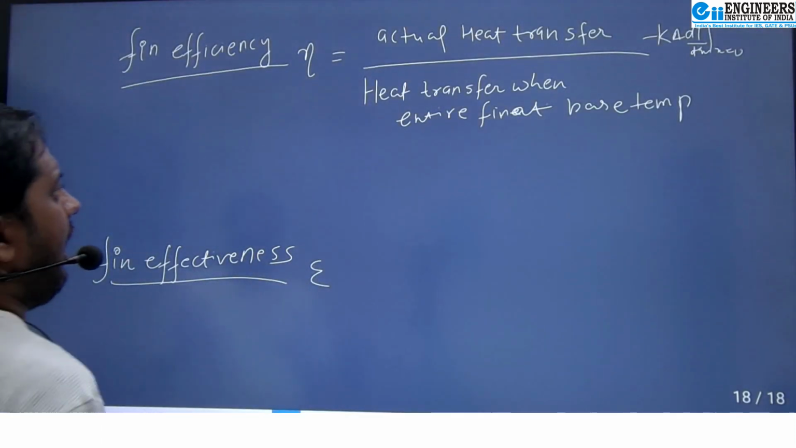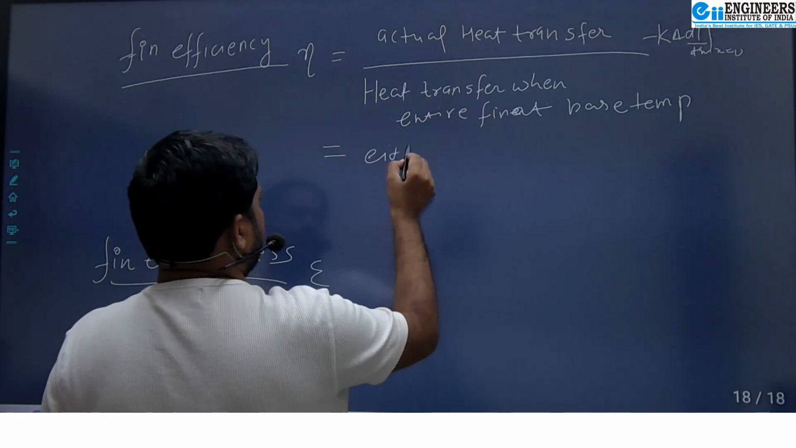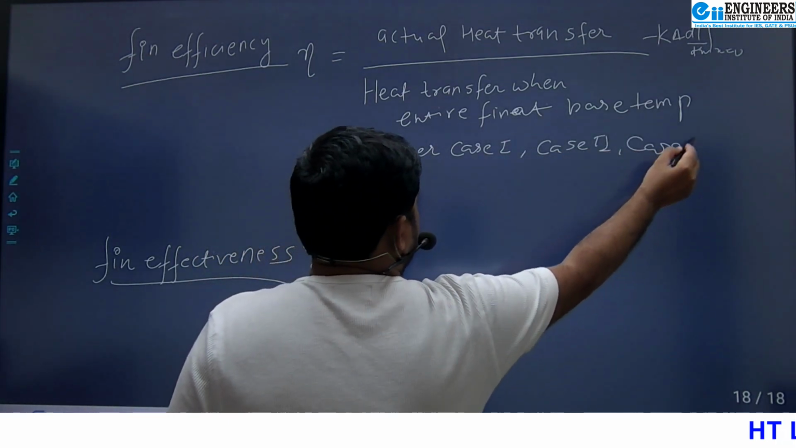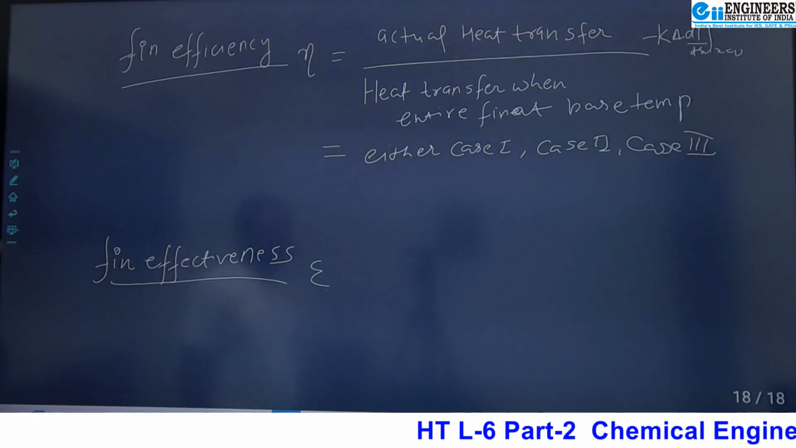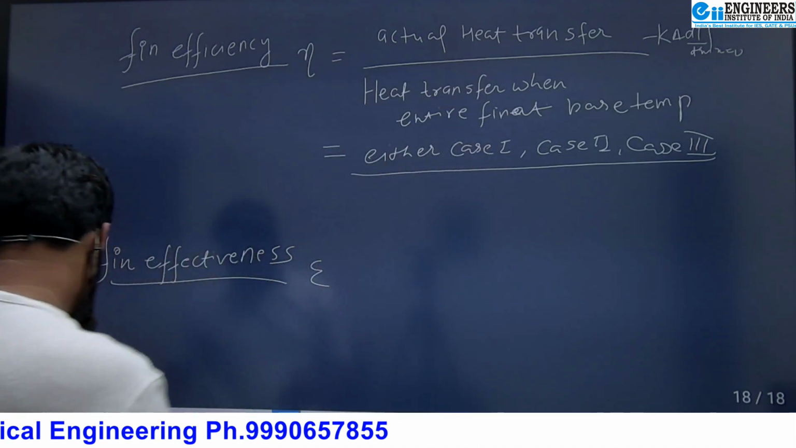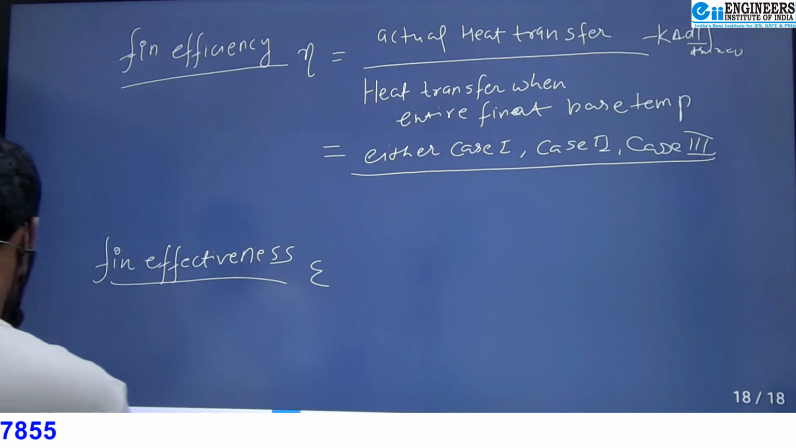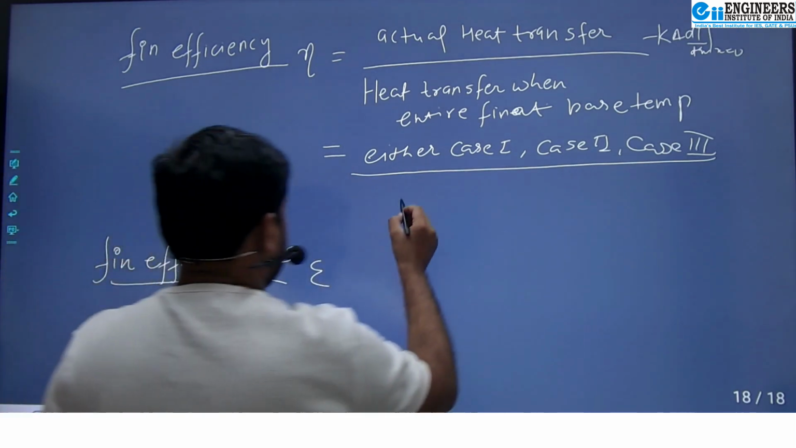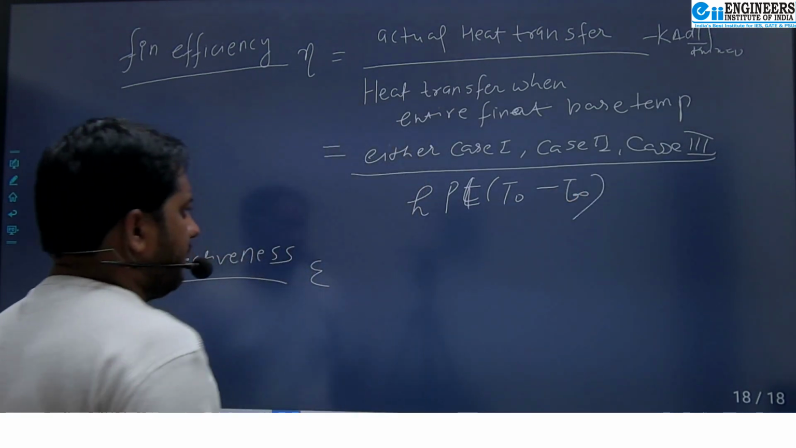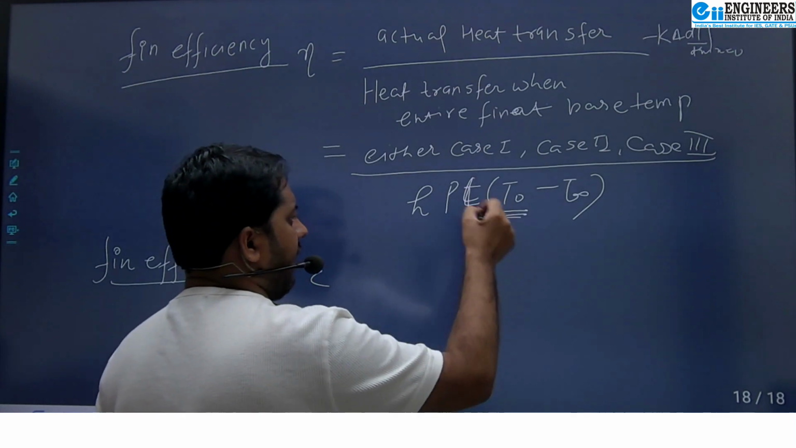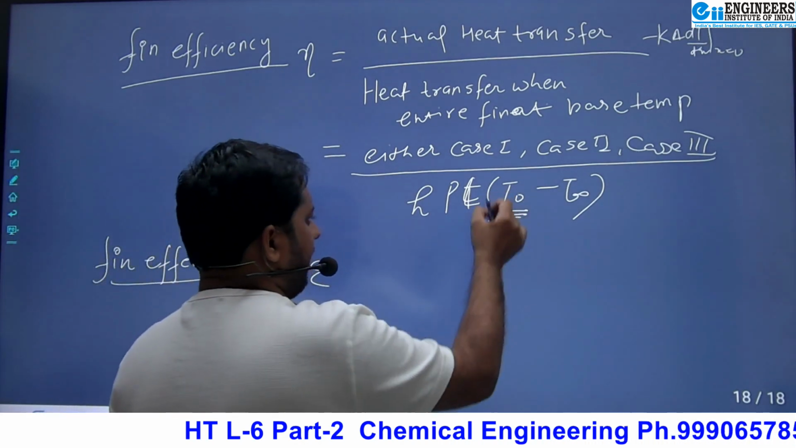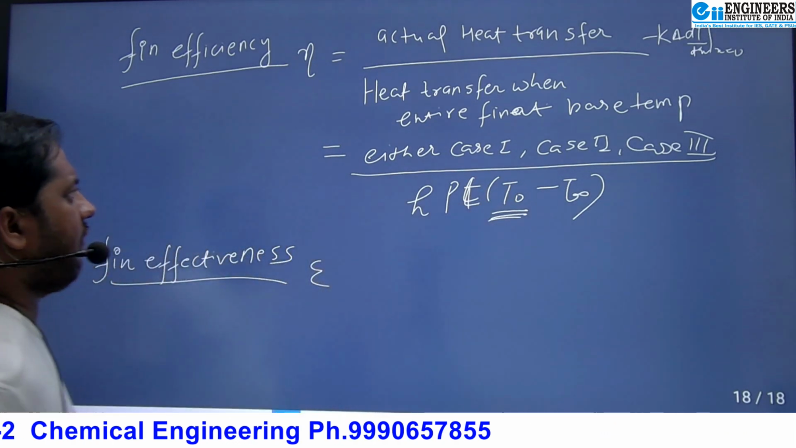So the actual heat transfer depends upon either case 1, case 2 or case 3, because we have seen that in each case the actual heat transfer is different, as it is calculated by this formula. And if the whole fin is at the base temperature, then in the ideal case the total heat transfer is hPL(T0 minus T infinity), because in that case the temperature at any distance x is T0, because the fin is of infinite conductance. When the conductivity is so high, the fin is always at temperature T0. So this is our fin efficiency.